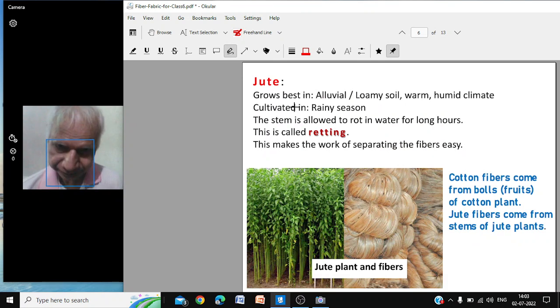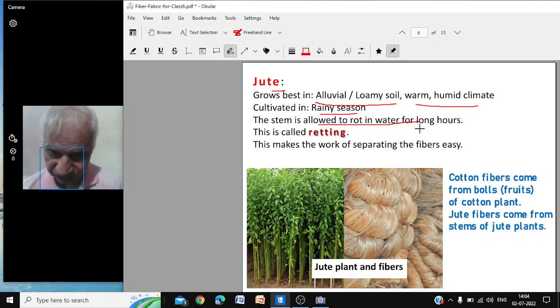Now next is jute. Jute grows best in alluvial or loamy soil and warm and humid climate. And it is cultivated in the rainy season because you need a humid or wet climate. Now, the stem is allowed to rot in water for long hours, actually several days. You soak the stems in water for several hours or several days. Let it rot. It is called retting. Not rotting, it's called retting. Although practically it is rotting, it is called retting. Why do we do this? This makes the work of separating the fibers easy.